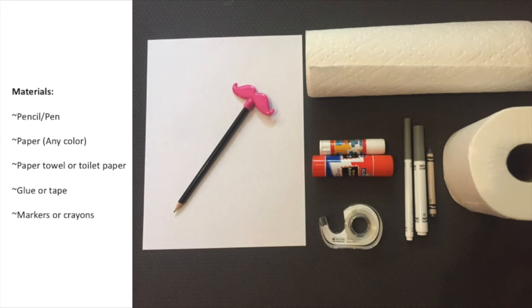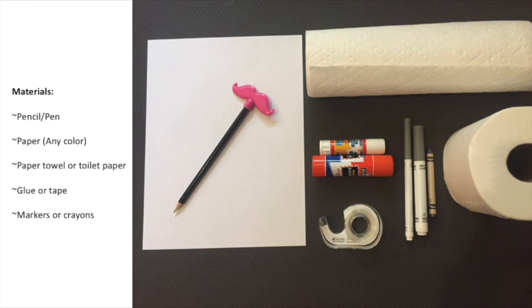So first thing first, we're going to need a pencil or a pen so we can take our notes, write down the names, the important things. Then we'll need a piece of paper in any color. Like I said, I use blue, but you can use white or just anything you have on hand. Then for the clouds, you're going to need either paper towel or toilet paper. In my example, I use toilet paper, but just use what you have.